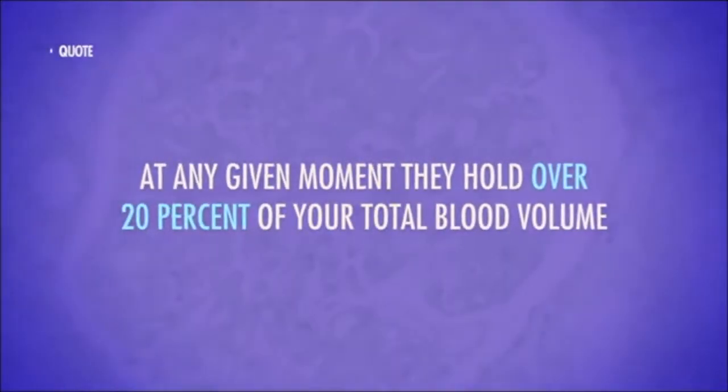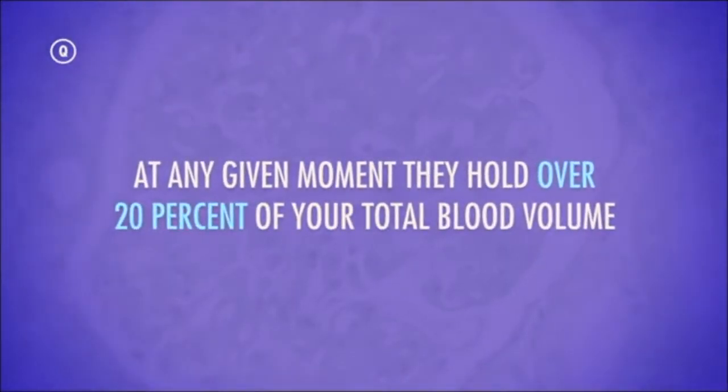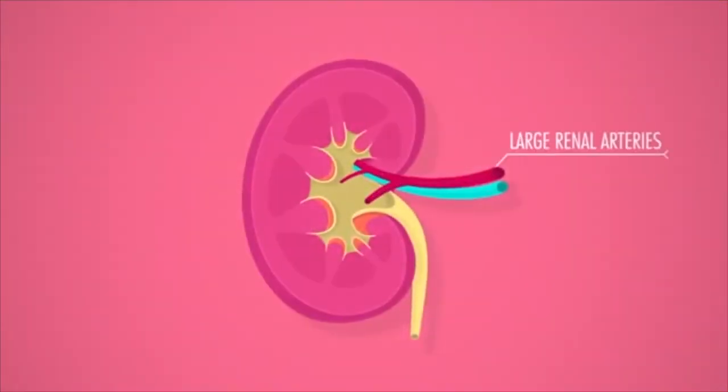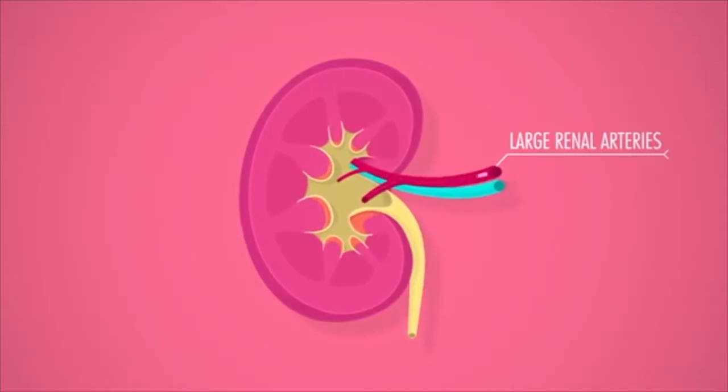Because the kidney's main job is to continuously filter blood, they end up seeing a lot of it. In fact, at any given moment, they hold over 20% of your total blood volume. Oxygenated blood enters the kidney through the large renal arteries, which deliver nearly a quarter of all blood pumped through the heart every minute. That means your kidneys filter about 120 to 140 liters of blood every day.